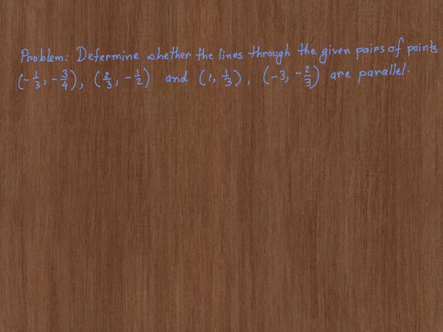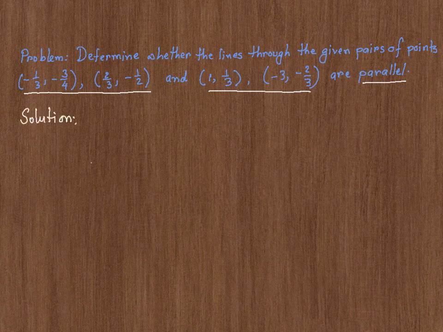In this video, we are going to determine whether the lines through these pairs of points and these pairs of points are parallel. Two straight lines are parallel to each other if they have the same slopes. So let's say this is a straight line and this is another straight line. They are parallel to each other, and the slope of this one is m1, slope of this one is m2. Then if they are parallel, then m1 must be equal to m2.